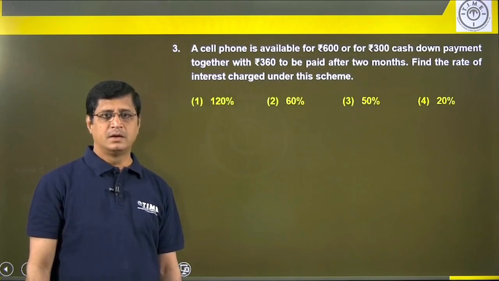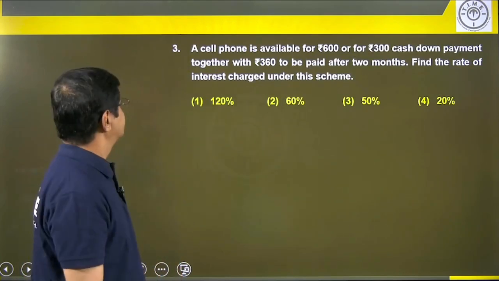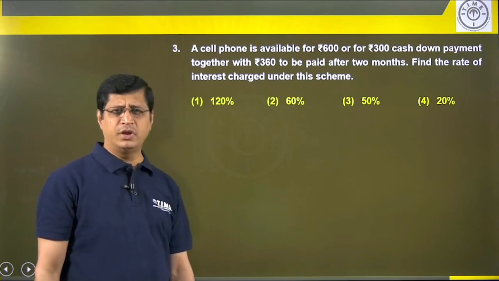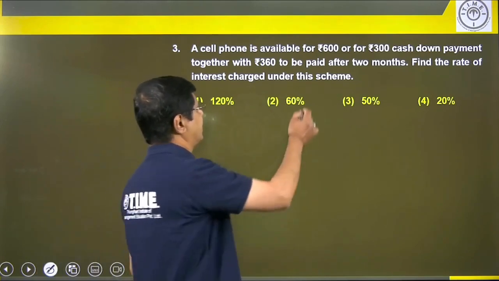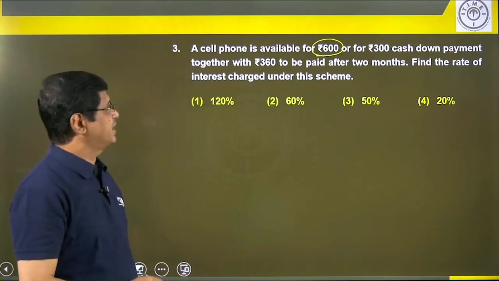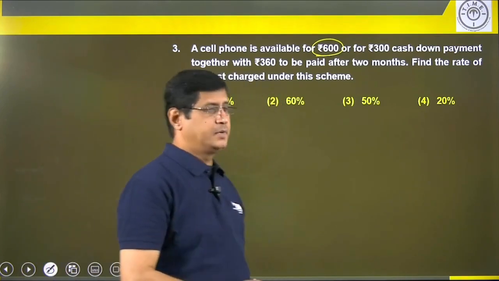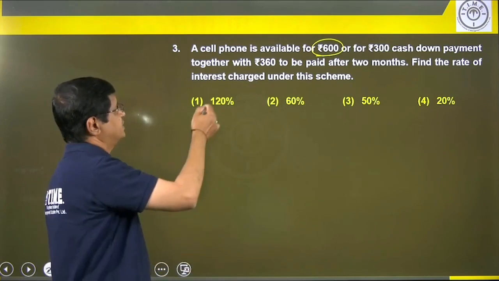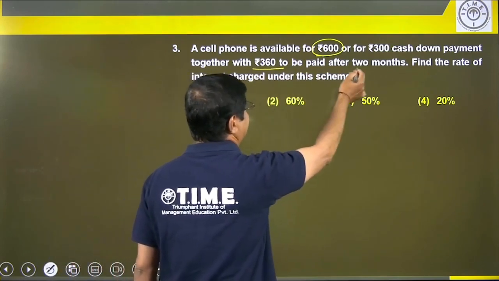Okay. Example 3 on your screen. A cell phone is available for rupees 600, or rupees 300 cash down payment together with 360 to be paid after 2 months.